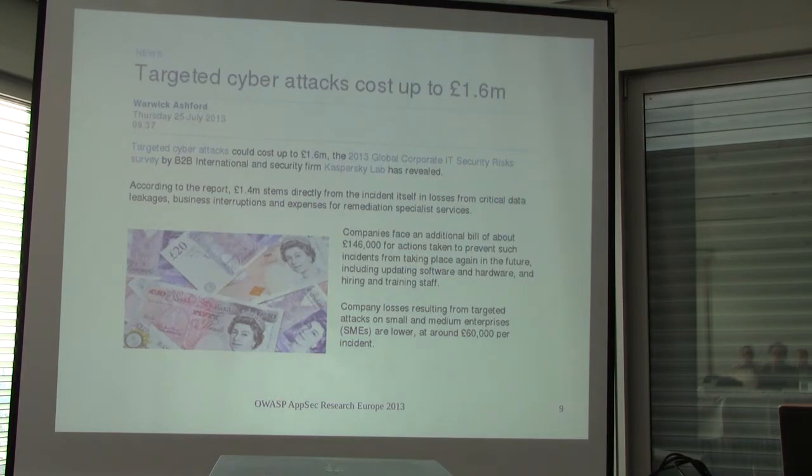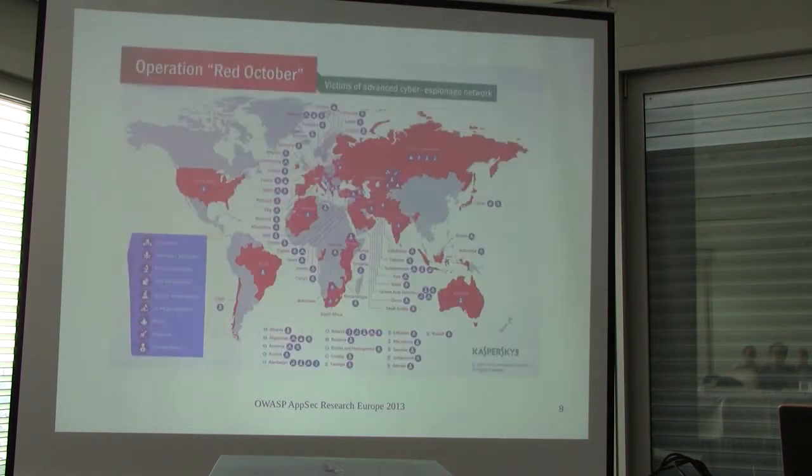And if you look at another AV company, in particular Kaspersky Lab, they claim that targeted attacks in 2012 alone cost more than £1.6 million to companies. So there is a strong need for a system that helps us detect these attacks as early as possible, because this one was ongoing for 3 years. You say, wow, you were under attack for so long and you didn't understand that you were under attack. I mean, something's wrong there.